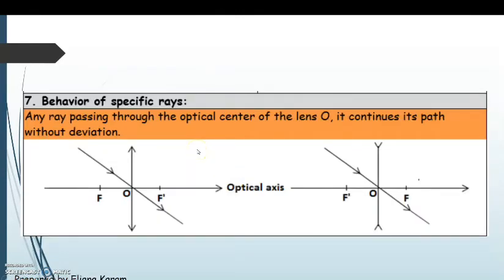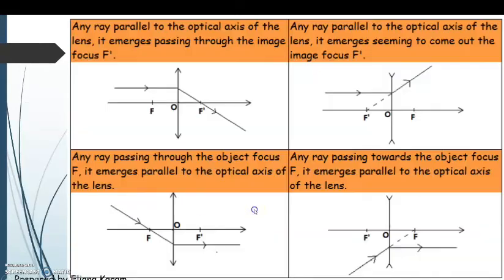Now the behavior of specific rays. We have the first case where any ray passing through the optical center of the lens continues its path without deviation. So over here we have the ray passing through the optical center of a converging lens. It continues undeviated, and in a diverging lens also, any ray passing through the optical center continues undeviated. So any ray passing through the optical center will emerge without any deviation.